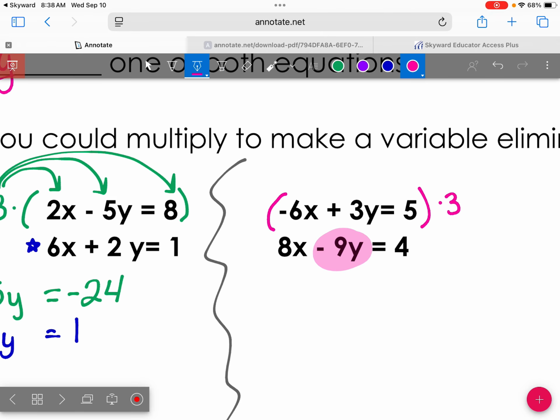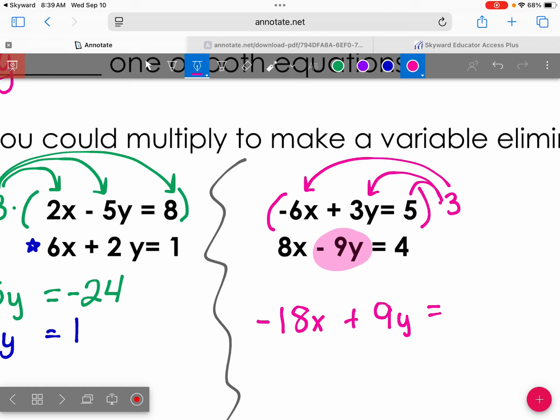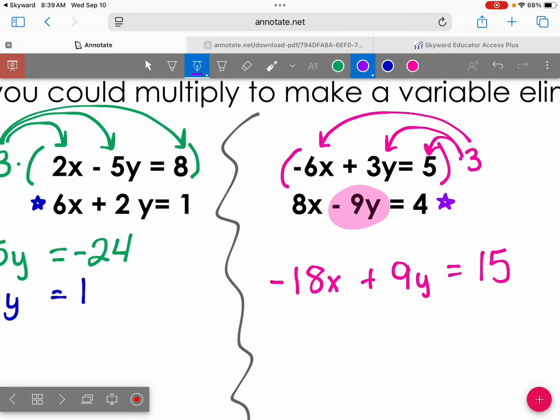If I multiply this top equation by 3, I'm going to have my minus 6x times 3, so we get minus 18x. We're going to have our plus 3y times 3, which is going to give us a plus 9y. And our 5 times 3, which is going to give us a 15. Again, this bottom equation, I'm just going to copy over because we should already have the right values. We've got our 8x minus 9y equals 4.